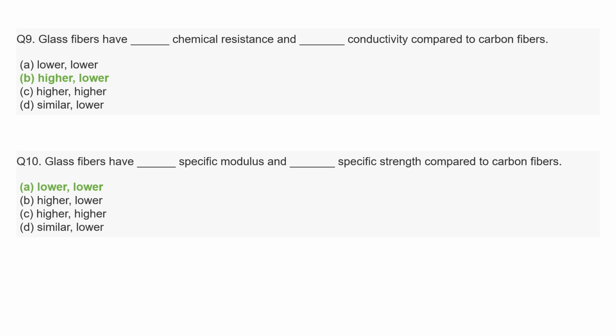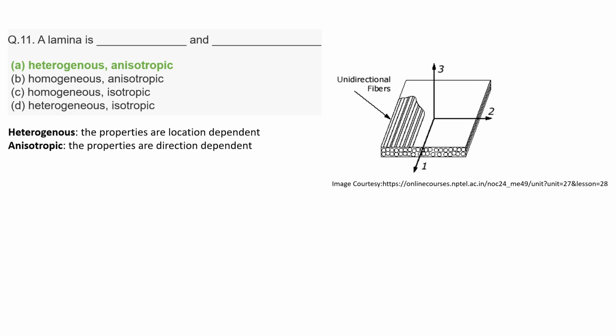The next question is a lamina is dash and dash. So now we came to the concept of lamina. The definition of lamina is that it contains one layer of reinforcement and matrix. First we had a separate matrix and a separate reinforcement. Now we combine them and that forms a lamina. So a lamina will have the properties of both the reinforcement, the fibers and the mats and everything that we're using as reinforcement, and the matrix, which is actually a polymer like epoxy, polyester, and all those. So that forms a lamina.